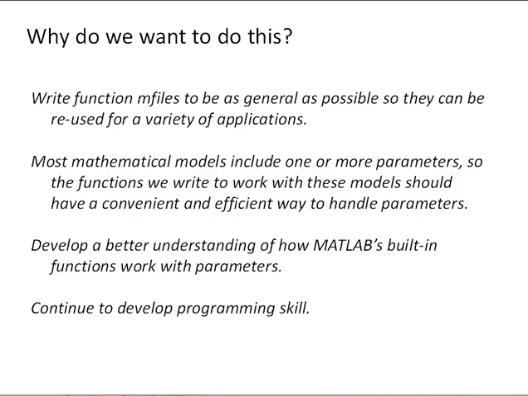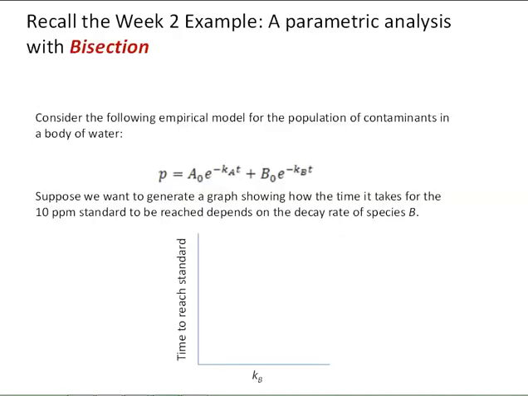And let's look at this in the context of an example. So recall from week 2, we did a parametric analysis with bisection of this contaminant model for the concentrations of some contaminants in a lake. And we generated a graph that showed how long it took to reach a standard for different values of KB. And we saw that as KB increased, we had a graph that looked like this, and eventually KB had no effect because the decay rate was dominated by KA.